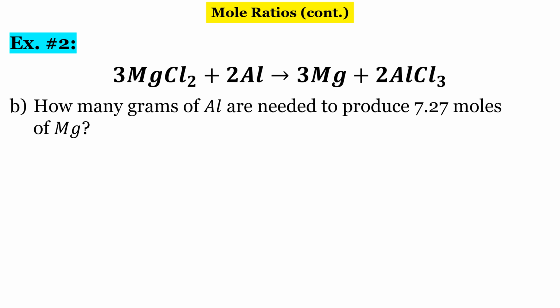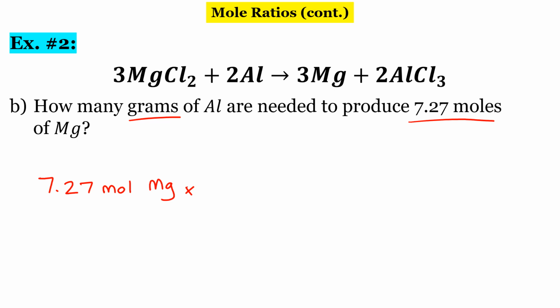All right, I'm going to throw you a little curveball with this final problem. Same chemical reaction, but this time it says how many grams of aluminum are needed to produce 7.27 moles of magnesium. We've been going from moles to moles. This time it's asking us to go from moles to grams. So what's that going to look like? Well, let's start by writing out our given, 7.27 moles of magnesium.